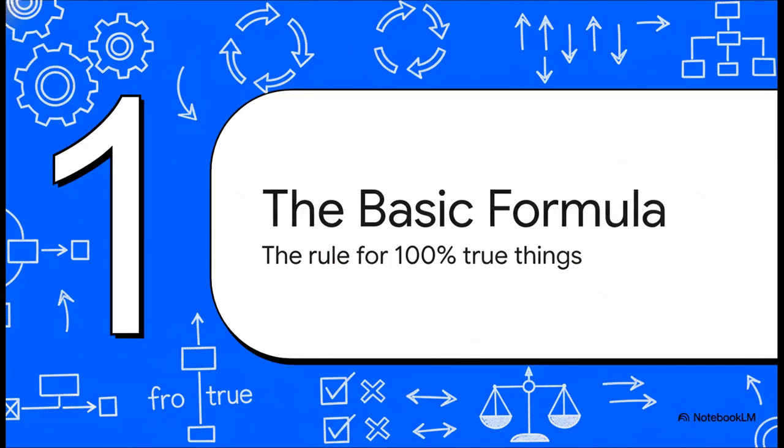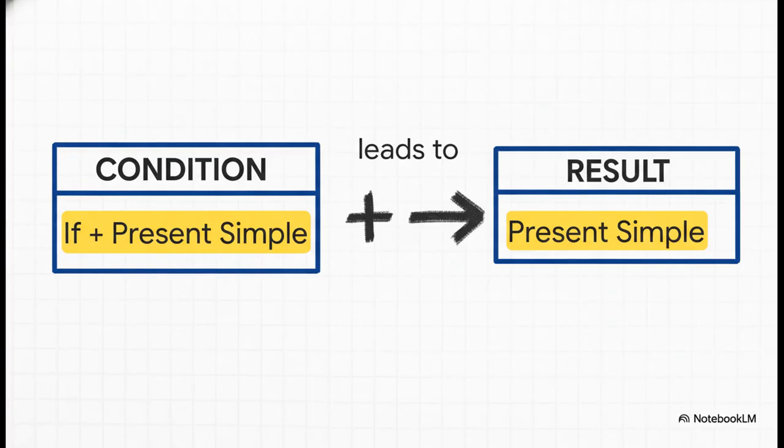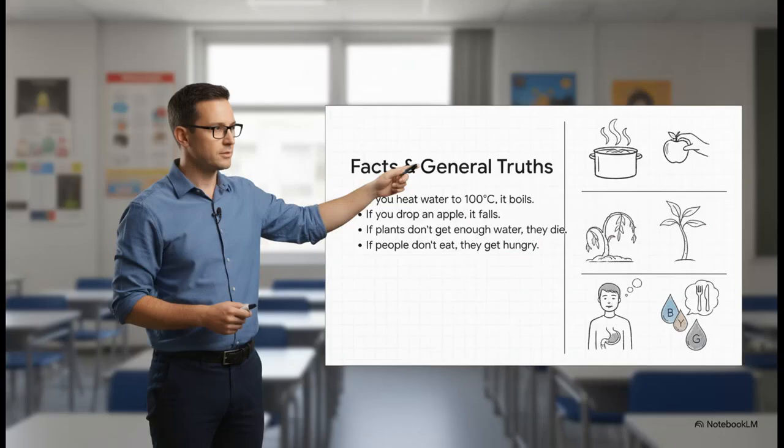All right, first things first, let's look at the basic formula. This is the super simple structure that makes the whole thing tick. Okay, this is the most important part, so listen up. Both parts of the sentence, the if part, the condition, and then the result, they both use the present simple tense. And that's the secret sauce that keeps everything locked into facts and general truths. Simple as that. And you can see this perfectly in these examples.